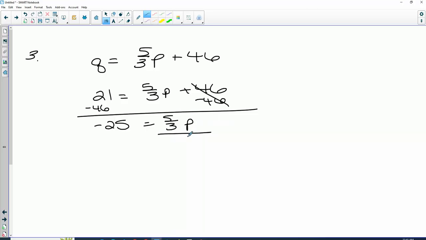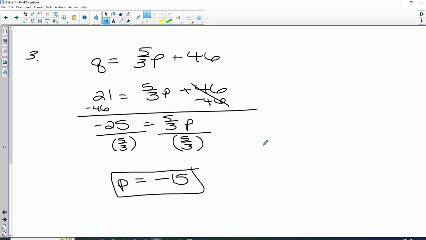If you do that on your calculator, that's one place where people make a lot of mistakes. You have to put the 5/3 in parentheses. Or you can multiply it by the reciprocal, and we get negative 15. Now, let's say that you aren't really a math person. Is there any way we could get the right answer without solving this equation?